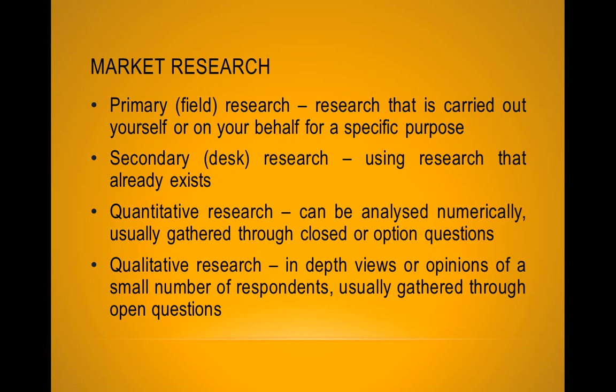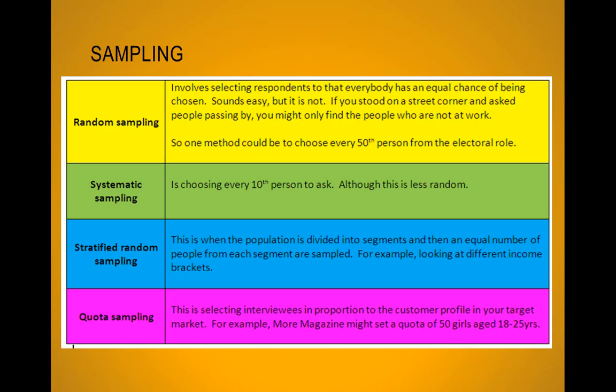We've also got quantitative and qualitative research. Quantitative research is usually gathered using closed or option questions, so things like yes or no, true or false, or giving people a number of choices, and that is data that can be analysed numerically, so we can get a percentage of people that have given each response. Qualitative research is gathering in-depth views or opinions from a small number of respondents, usually gathered through open questions.